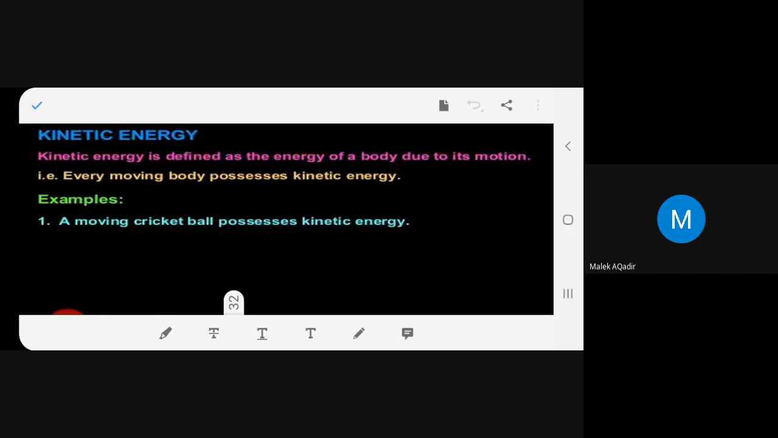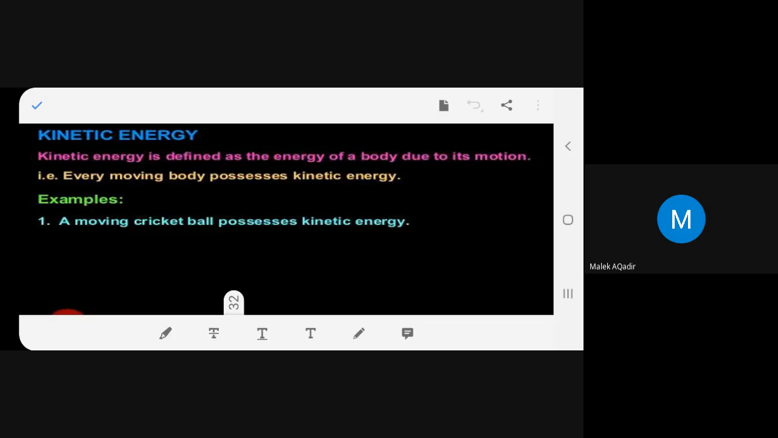So that's what we had understood yesterday, that anything which moves will have kinetic energy. What is the formula of kinetic energy, beta? It is equal to half mv square, where m is the mass of the object and v is the velocity of the object. You understood?